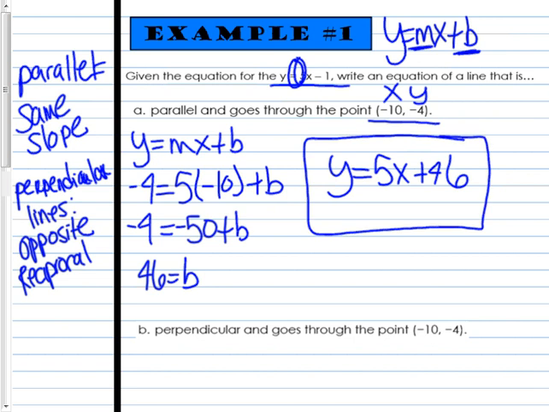Again, your answer will have a y in it. It'll have an x. What you had to do was find the slope and find the y-intercept. Since our new line is parallel to our starting line, we use the same exact slope, which was 5, and then we used the point they gave us and plugged it in and found the b, the y-intercept, which is 46.